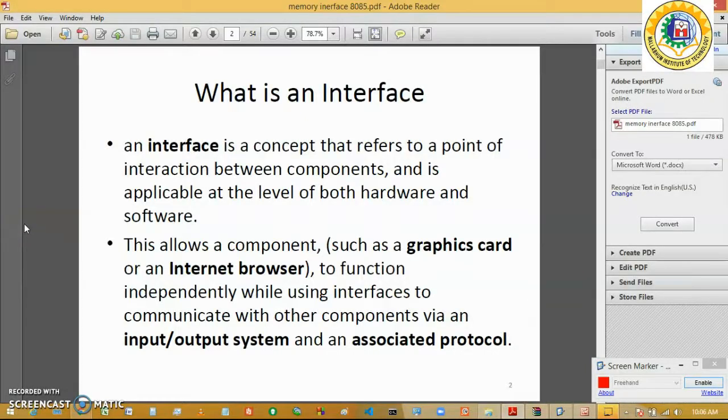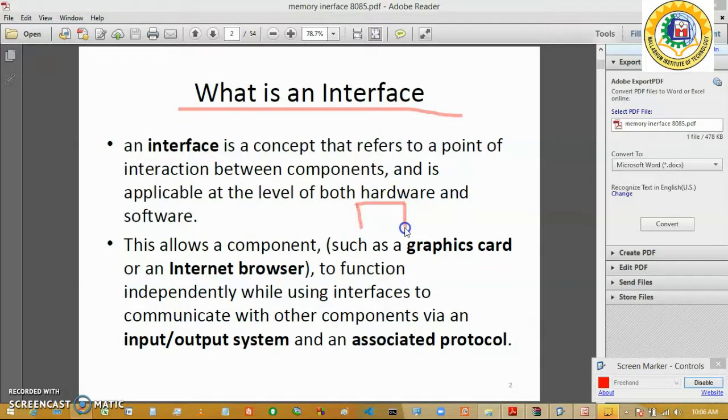Now today we will discuss memory interfacing. First of all, the definition: what do you mean by an interface? An interface is a concept that, suppose there is your microprocessor, there is your memory, and this is your IO device. The mechanism by which we can connect the microprocessor with the IO device and the microprocessor with the memory is called the interfacing circuit.